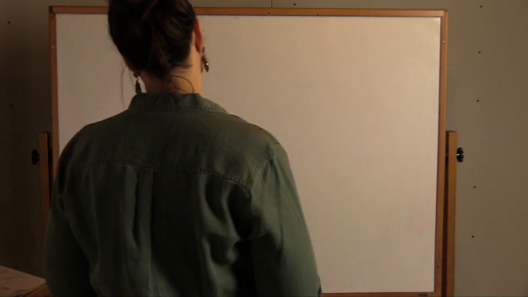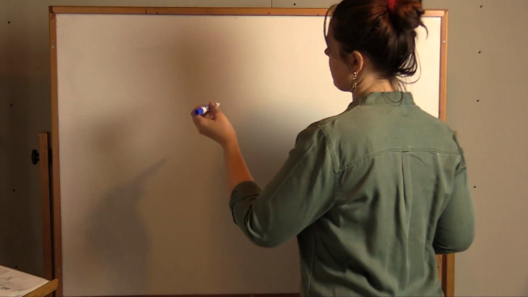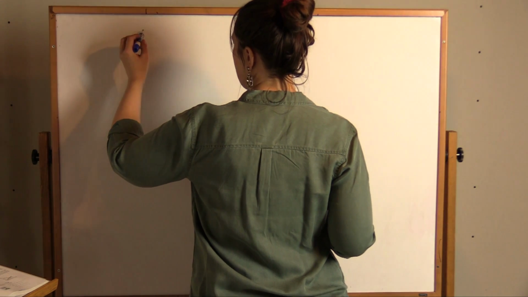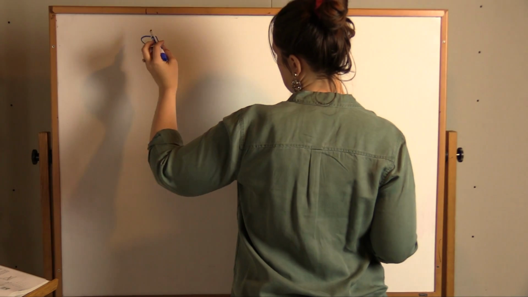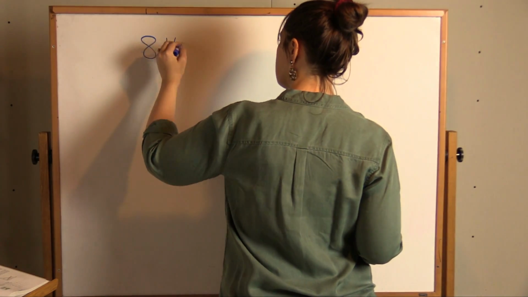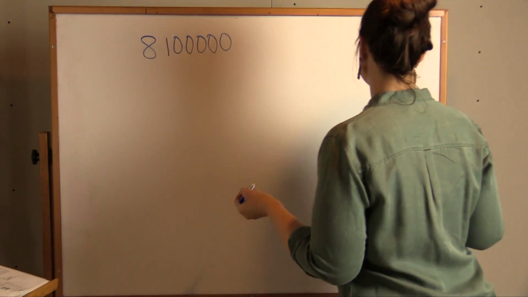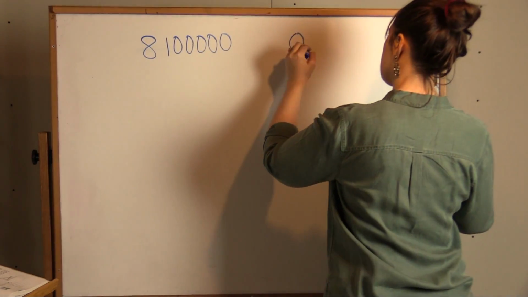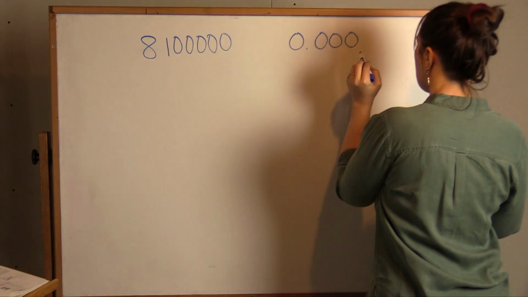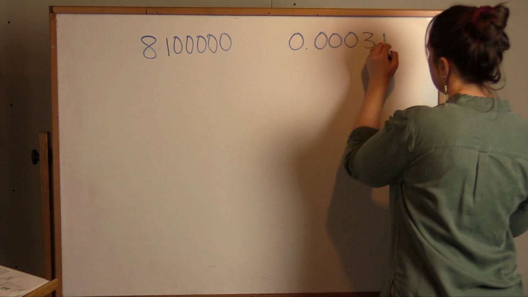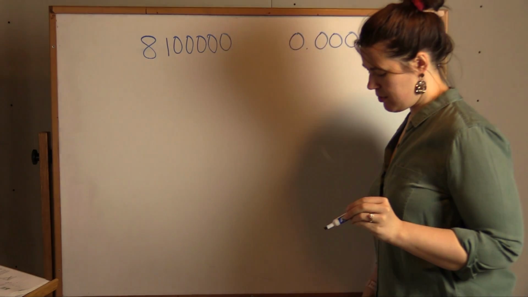I do have both types, so I'm going to show you as well. If I give you a number, how do you put it in scientific notation? So we have 8,100,000 and we'll do 0.0000345. How do I take this and put it in scientific notation?